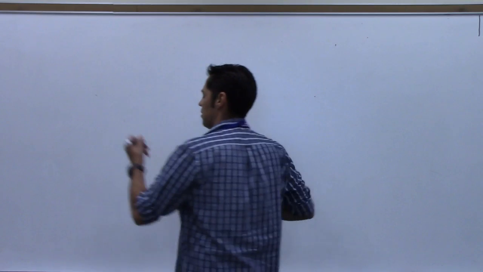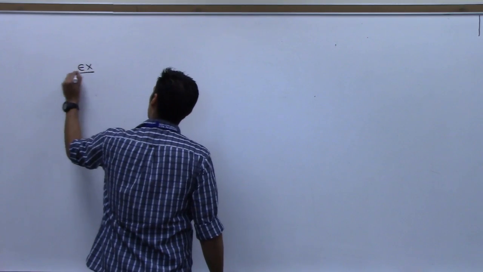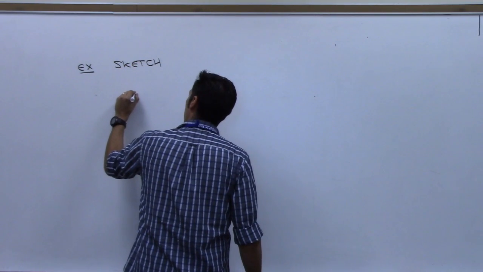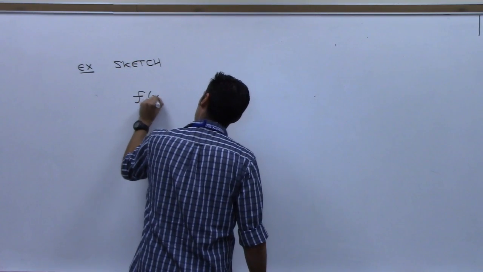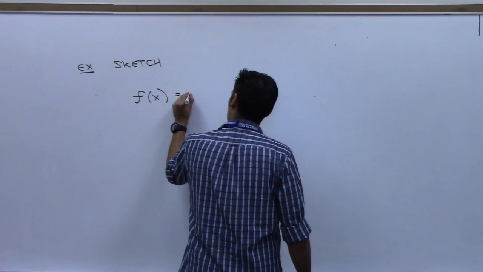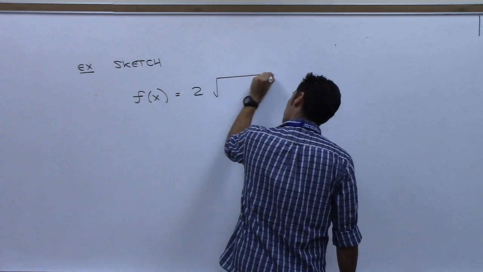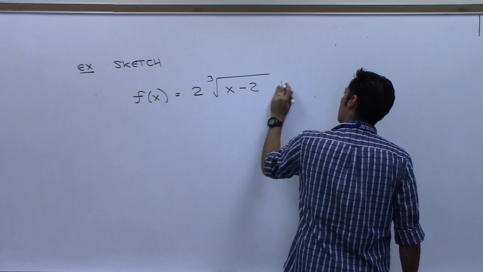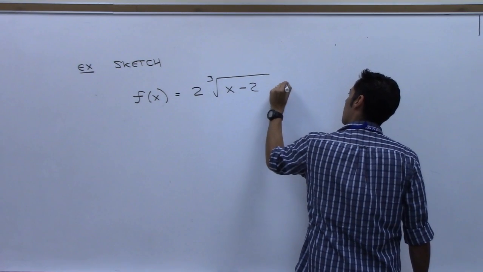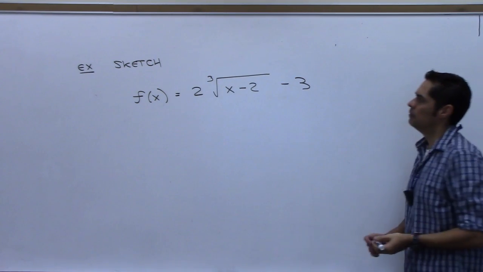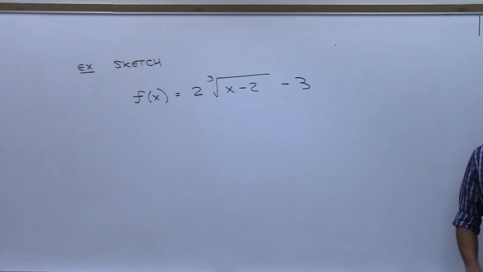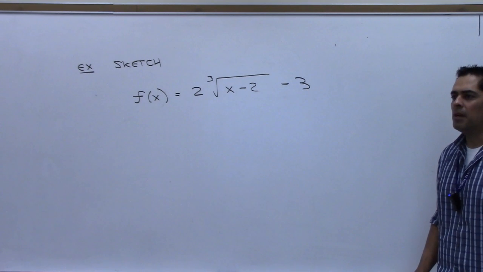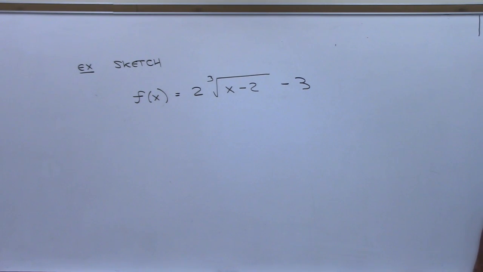If I asked you to sketch this, so this is an example. I want you to sketch, why don't you take a minute to try and do it yourself? Sketch f of x equals 2 cube root of x minus 2, minus 3. I'm going to see if you can sketch that. This should not be a 20-minute problem. This should be about a 3-minute problem at the most.